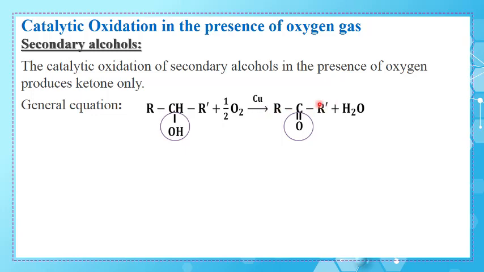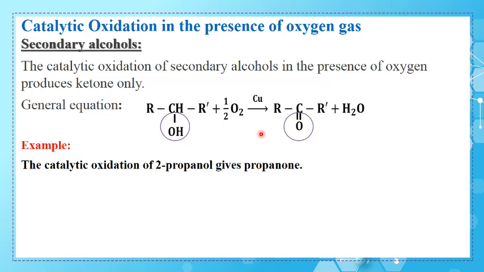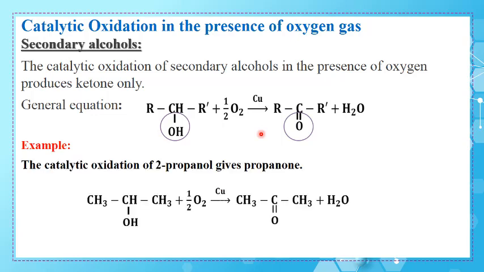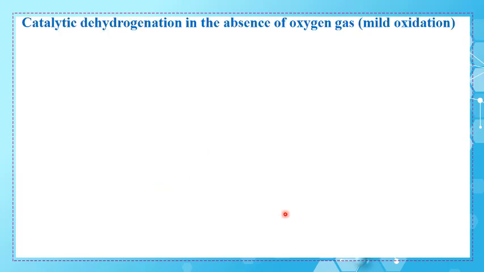Again, look at the carbon chain. It was RCR prime. It is always RCR prime because it is a mild oxidation, so the carbon chain stays intact, plus H2O. Here also this equation is to be memorized by heart. Let's consider this example, that of 2-propanol. Look, here is 2-propanol. As you can see, it would give me propanone.